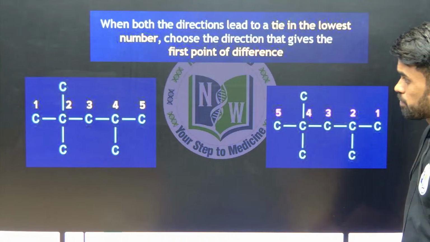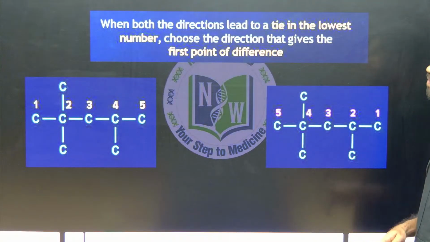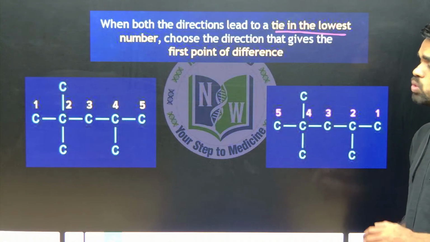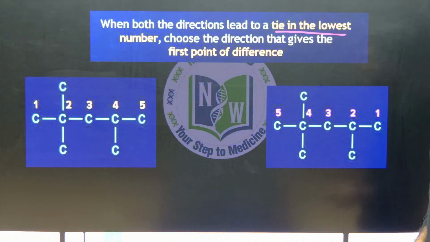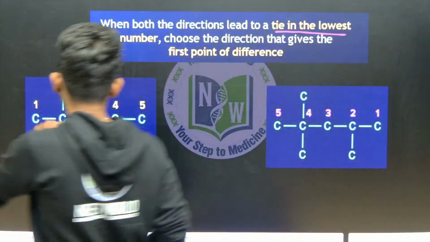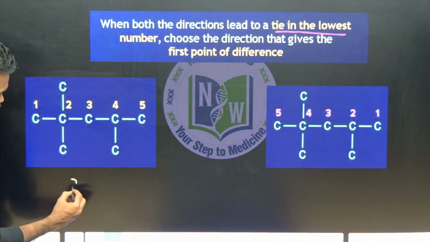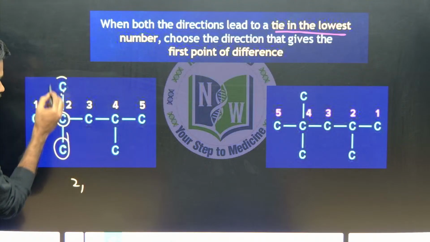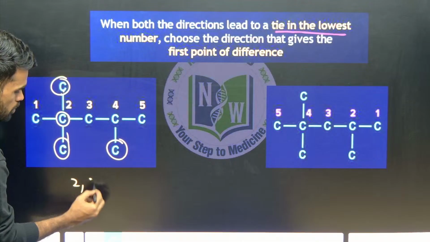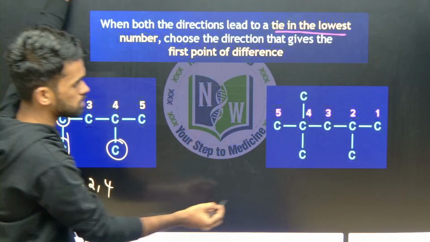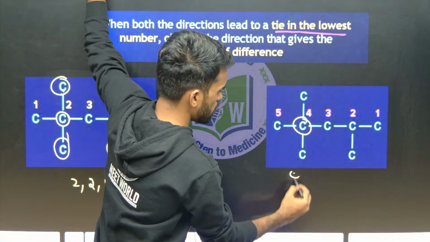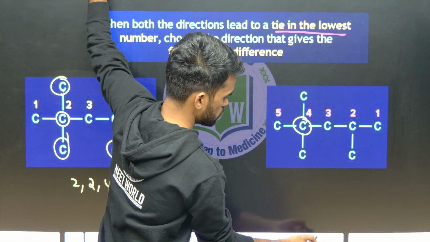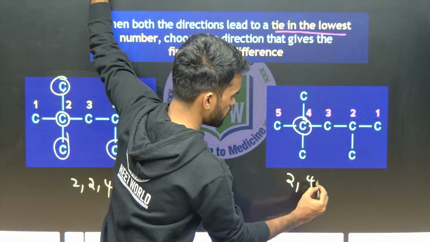And the next one. Now, look at this. When both directions lead to a tie in the lowest sum rule, then choose the first point of difference. It means, what will be the numbers we are going to get here? 2, 2. At the second position we have 2 substituents, methyl and methyl. And at the fourth position also, 2, 2, 4. Here what are the numbers we got? 4, 4, or 2, 4, 4 we can write.